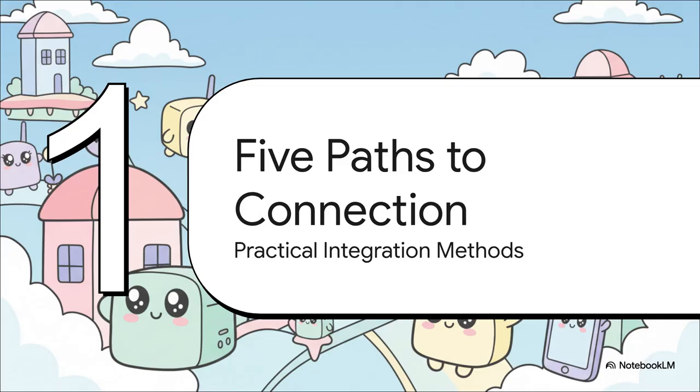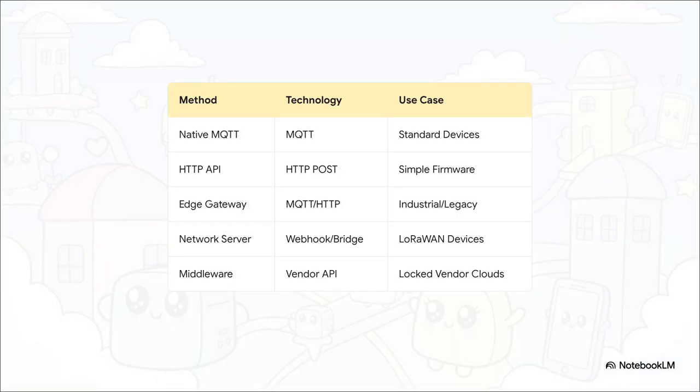Now let's get tactical. Here are 5 practical, real-world paths you can take to connect a device to a platform. We're going to use the Favoriot platform here, just as a concrete example to make sense of all this. This table really lays out your architectural options. For a nice, standard device, you can probably just use native MQTT. If you've got a simpler device, an HTTP API is a great, easy choice. For those tough legacy industrial systems, an edge gateway can be your on-site translator.